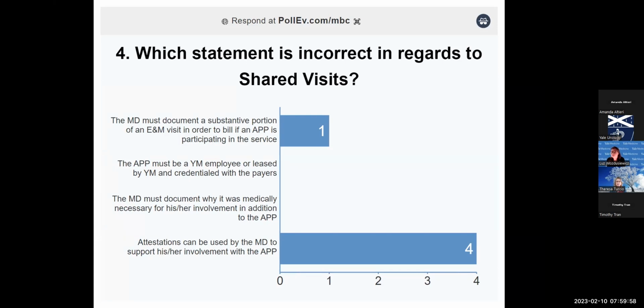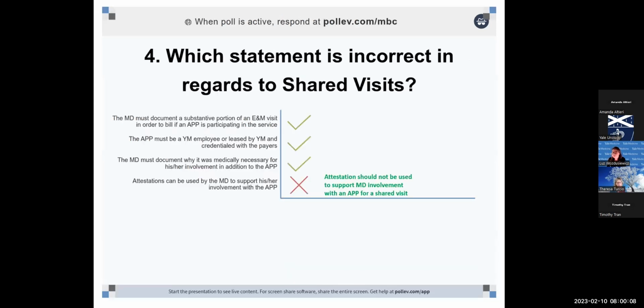Okay. So to get back to shared visits, we don't have too many participants, but the majority are answering the question correctly. So we do not recommend utilizing teaching physician attestations when working with an advanced practice provider. An advanced practice provider is a billable, licensed independent provider, and if they're providing a service and documenting the service, they should be billing for the service. So this is just an overview of shared visit rules. Nothing has changed for 2023. There were significant changes last year, and I just wanted to briefly touch on them.